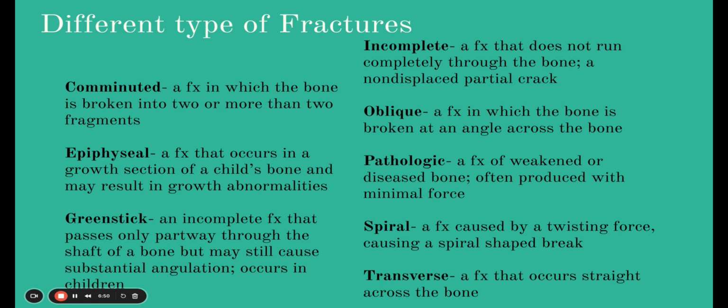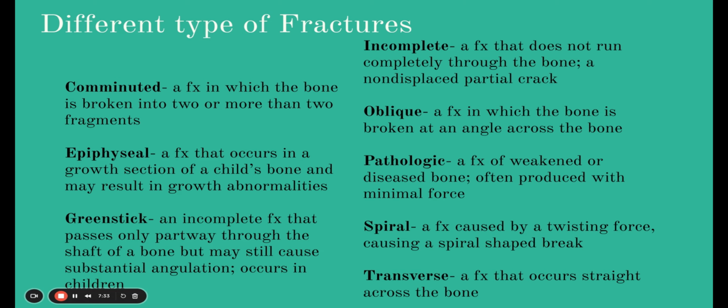So we have comminuted fractures, which is a fracture in which the bone is broken into two or more fragments. It would be clean breaks. We have epiphyseal fractures, which occur in a growth section of a child's bone and may result in growth abnormalities. Children have epiphyseal joints that begin to form into bone as they grow older. So when babies have the soft spot on their head, it's because their bones haven't fully fused together to become one solid structure yet. So they have more vulnerability in those cases.